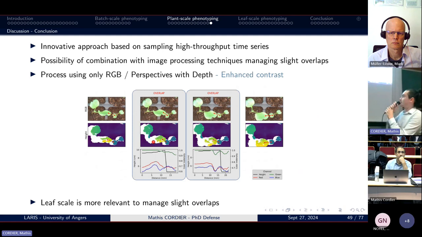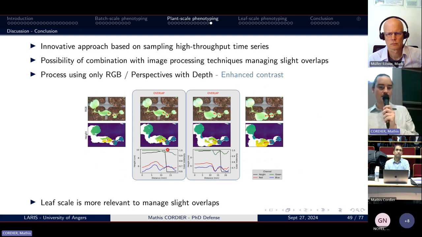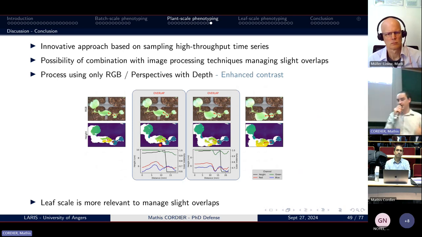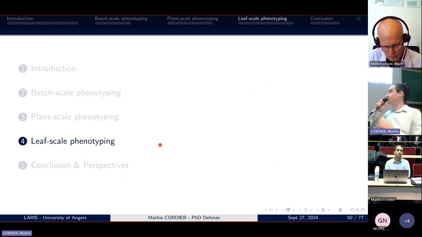imaging. Because as we can see here, if we have overlap between two plants, the contrast is very poor if we use the color imaging modality. But if we go to depth imaging modality, we are able to have a very enhanced contrast between the two plants. And in particular, to conclude on this section, we can see here that a slight overlap between two plants corresponds in reality to an overlap between two leaves belonging to two different plants. And in this case, we assume that the leaf scale is more relevant to manage those slight overlaps. So let's now move to the leaf scale.